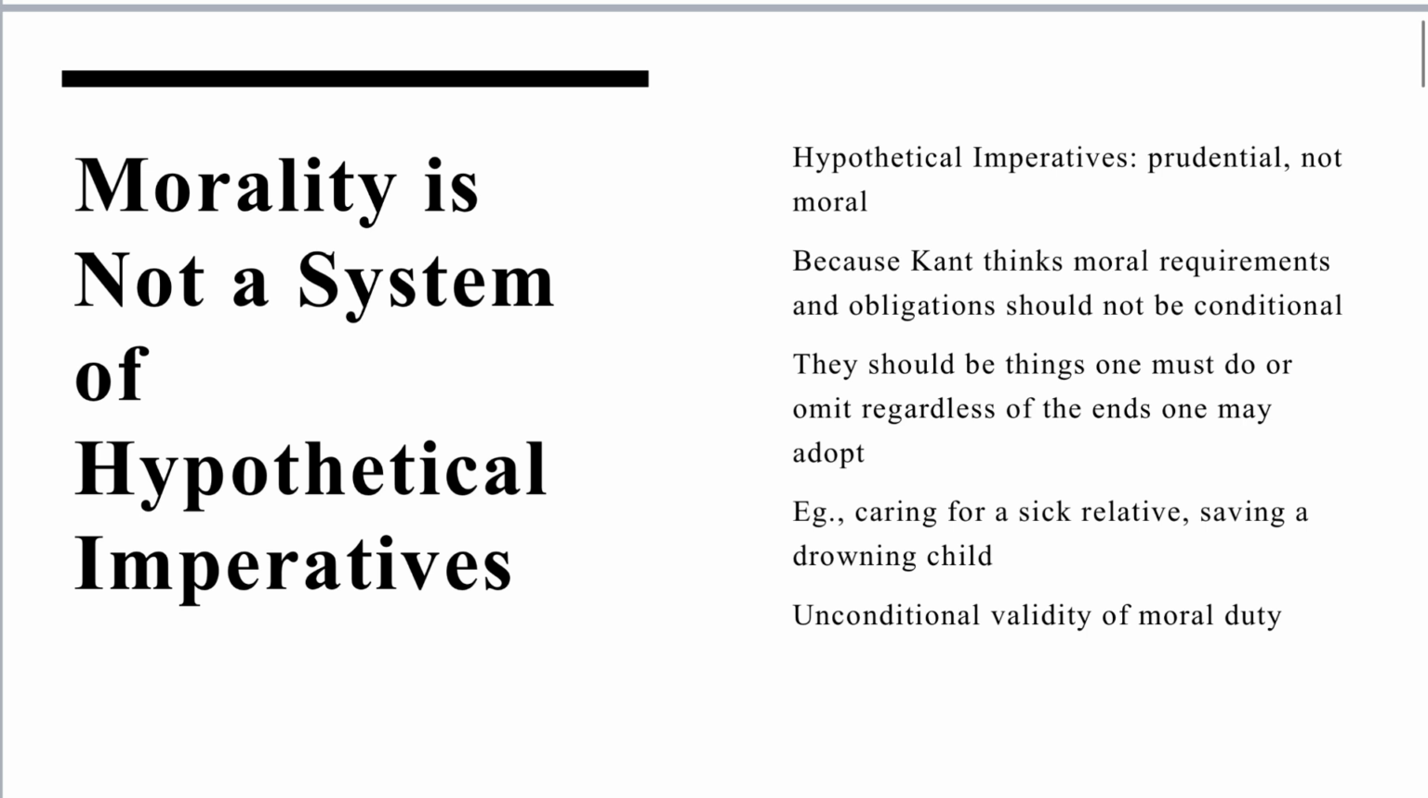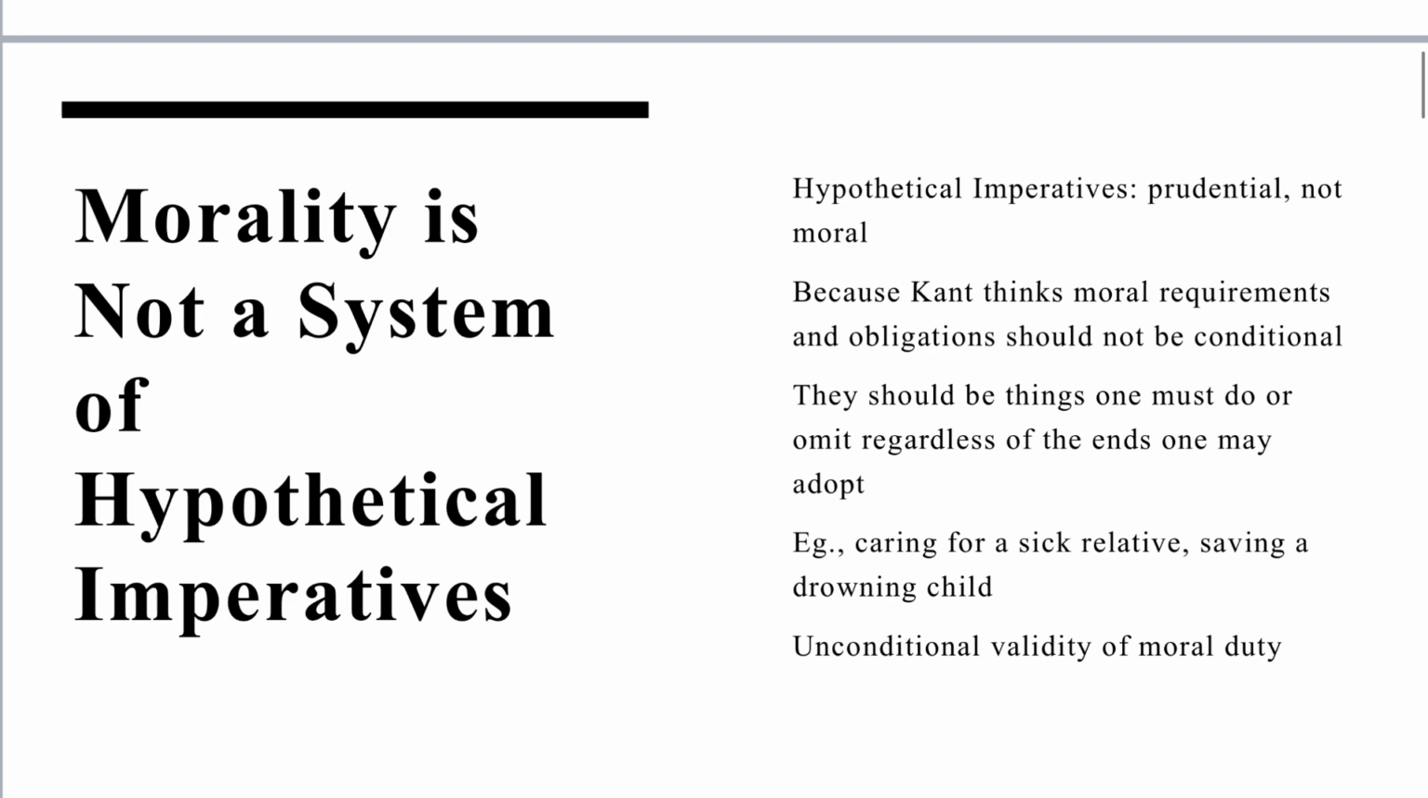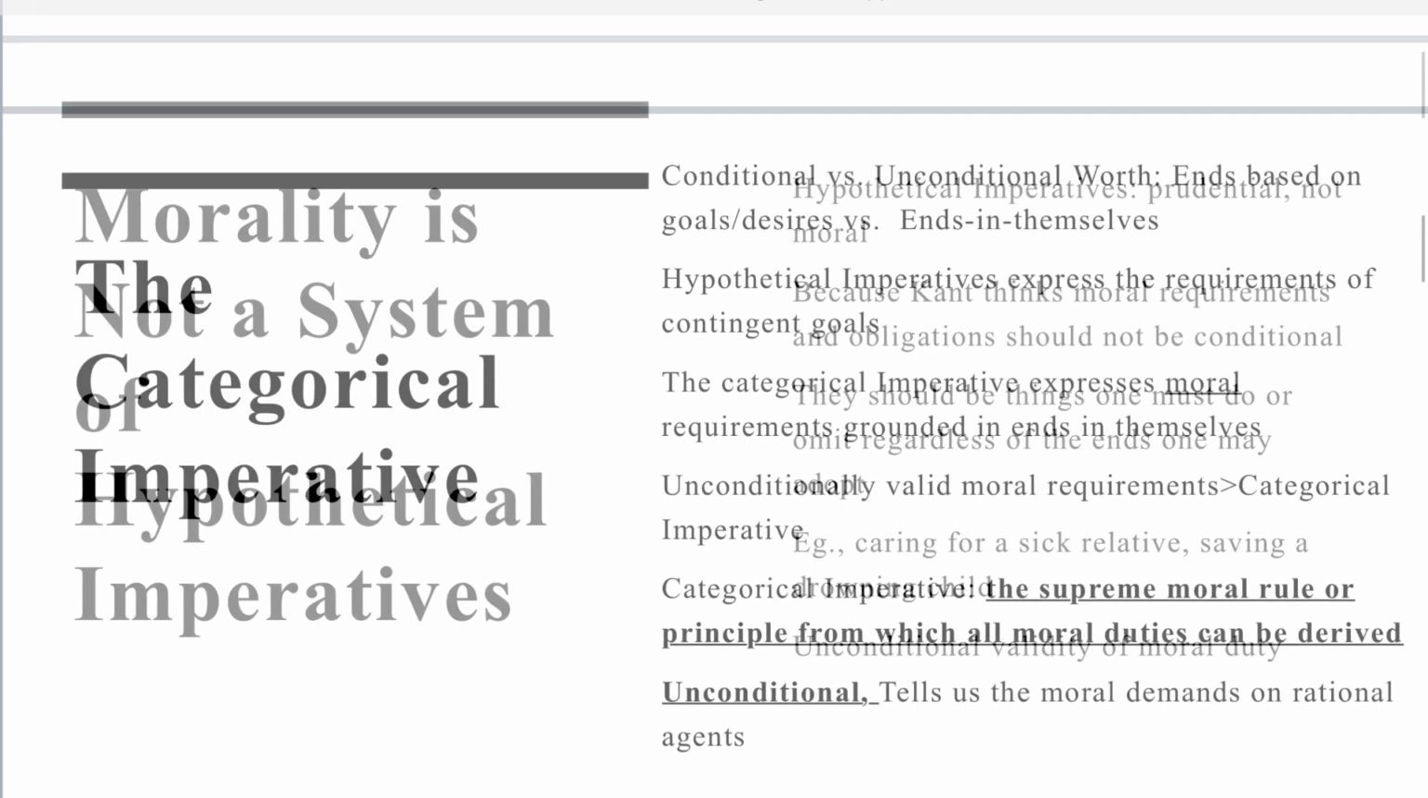So here emerges the concept of the unconditional validity of moral duty. Whether an action aligns with one's personal goals or desires should not determine its moral permissibility. The obligation of moral duty should stand independently of individual desires. So that's the direction Kant was going.